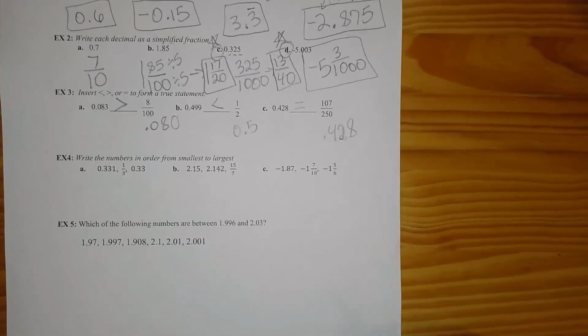Alright, some more comparing. We're going to write all of these numbers in order from smallest to largest. So smallest number first, then the medium or middle number, and largest number last. And again, I notice I have some decimals and some fractions, so I'm going to convert my fractions to decimals so that I can compare them a little easier.